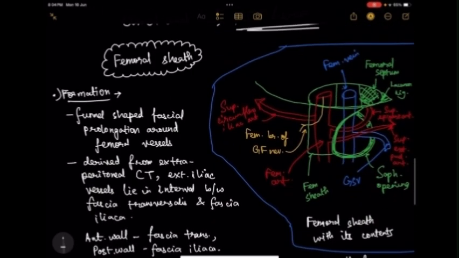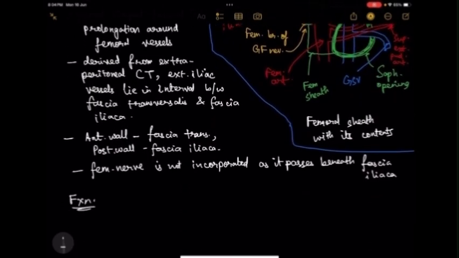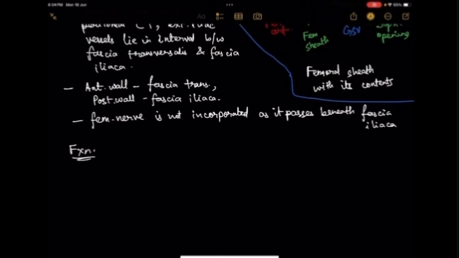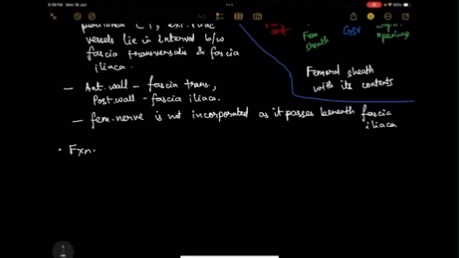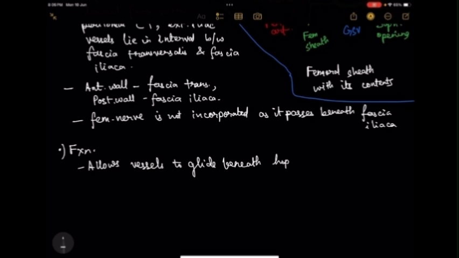Now, functions. Any structure you have to write about, you have to write its function. What's the importance of having the structure? Yes, so I'm resuming, some problem occurred. What's the function you have to write? It allows vessels to glide beneath the hip joint during movements.